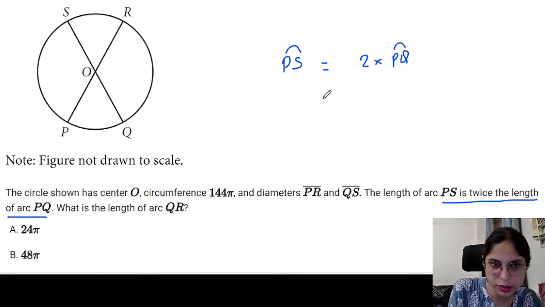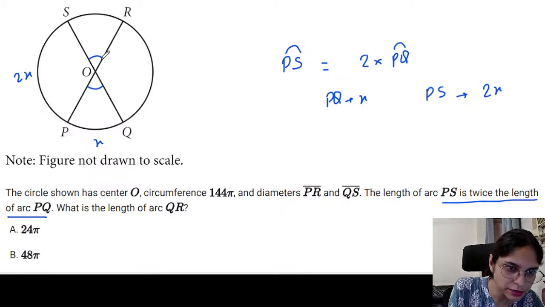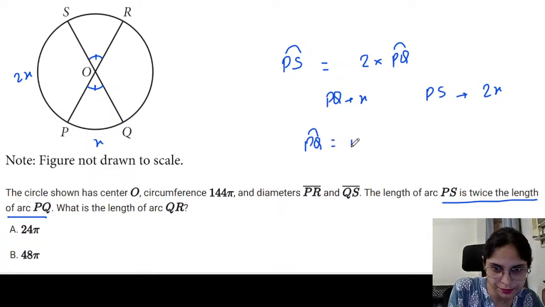So if I say that PQ is x, PS is going to be 2x. And now see, this central angle and this central angle are the same. So if PQ is x, PQ is going to be equal to RS. And now QR and PS are also going to be equal to each other.